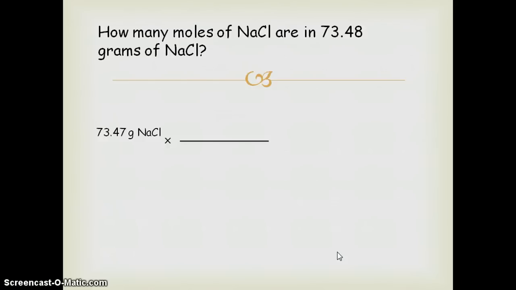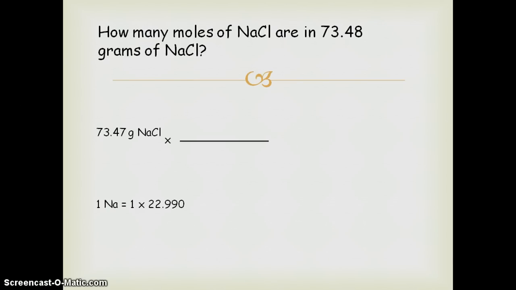Now, what you need to think about at this point, where you have your 73.48 grams of NaCl, your table salt, now you want your equality that is going to match up with the fact that you have grams but you want moles. So you're going to look at your equalities that look like grams to moles, which is of course going to be your molar mass. So we need to find the molar mass of NaCl, which is easily enough done.